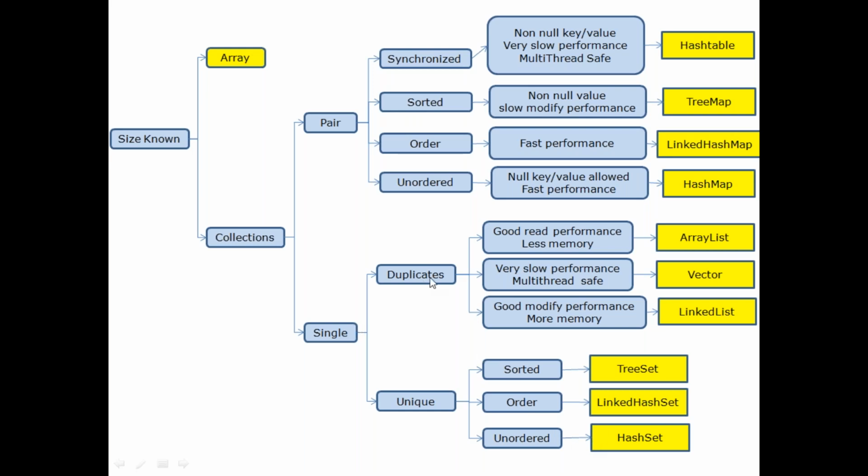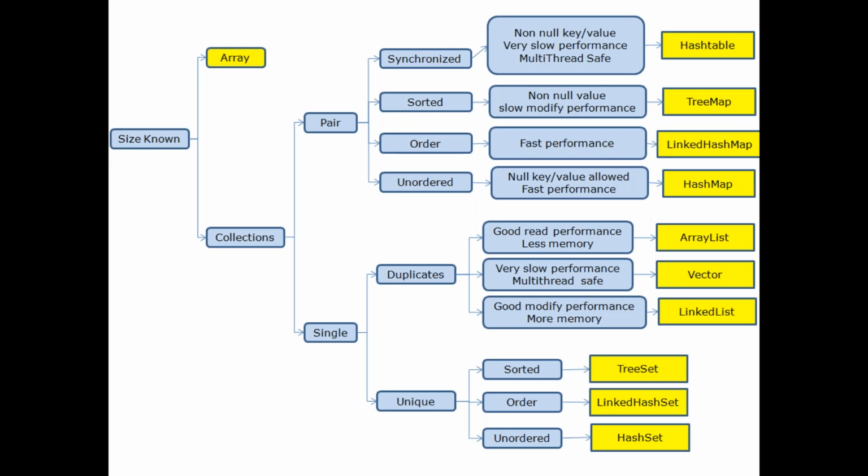Okay. You want duplicates. Faster read, less memory, ArrayList. Slower performance and multi-thread safe. Multi-thread means synchronization. So if you want synchronization, it will have slow performance, go with vector. If you want to modify and you want good performance with that, go with linked list. So this map will help you decide if you have to select arrays or a set or a list or any specific category in each of these.